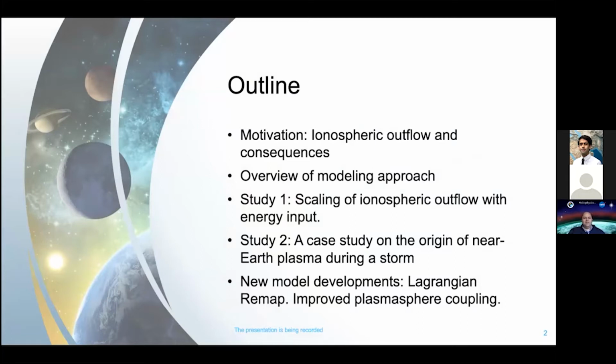The first is on ion outflow in particular, and how ion outflow scales with different energy inputs, a modeling study of that. Then we're going to look at what happens to that outflow when it gets out into the magnetosphere and what it does. To do this, we're going to look at a specific case study of ion outflow during a storm. And then I'm going to end with some discussion of new model developments, including implementation of Lagrangian Remap and improved plasmasphere coupling. And then I guess we'll take any questions.